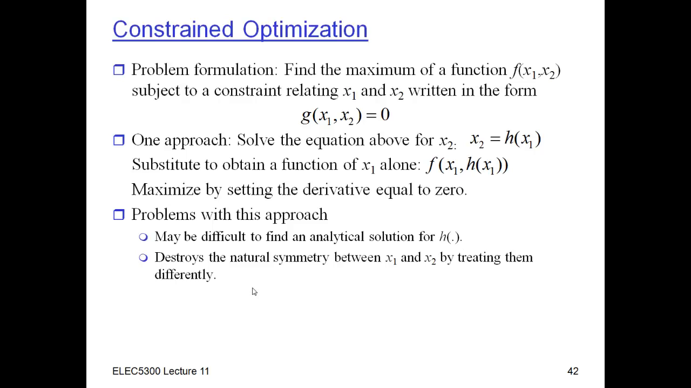So constrained optimization: what we'd like to be able to do is find the maximum of some function, f of x1 comma x2, a function of two variables, subject to a constraint relating x1 and x2, which I can write in the form g of x1 comma x2 is equal to 0.